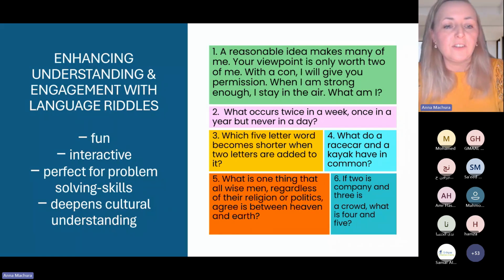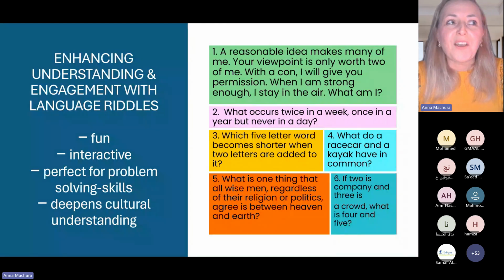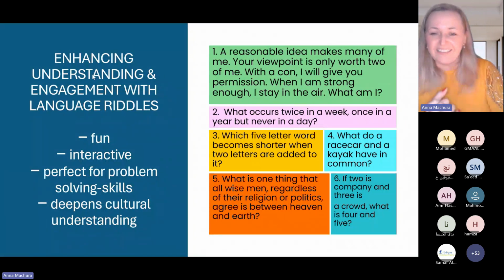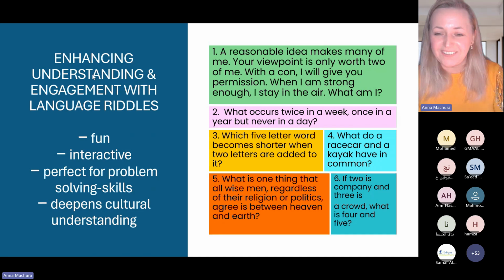So now, enhancing understanding and engagement with your students. How? Well, with language riddles. And I have some questions for you now. Please read those questions.